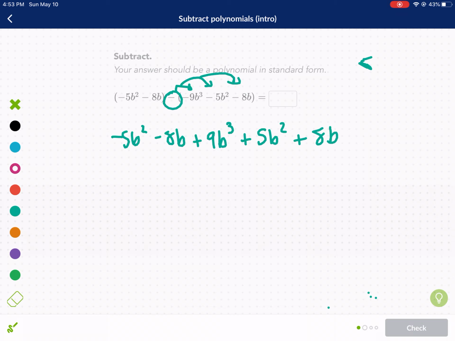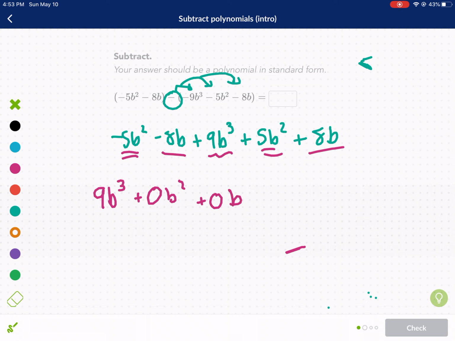So now, again, we're going to look for the highest powers of b first. The highest power is b cubed. There's no other b cubed, so we get 9b cubed. Now we're looking at our b squareds. We have one here, we have one here. We have negative 5b squared plus 5b squared, which gives us 0b squared. And then we finally have negative 8b and positive 8b, which is 0b.